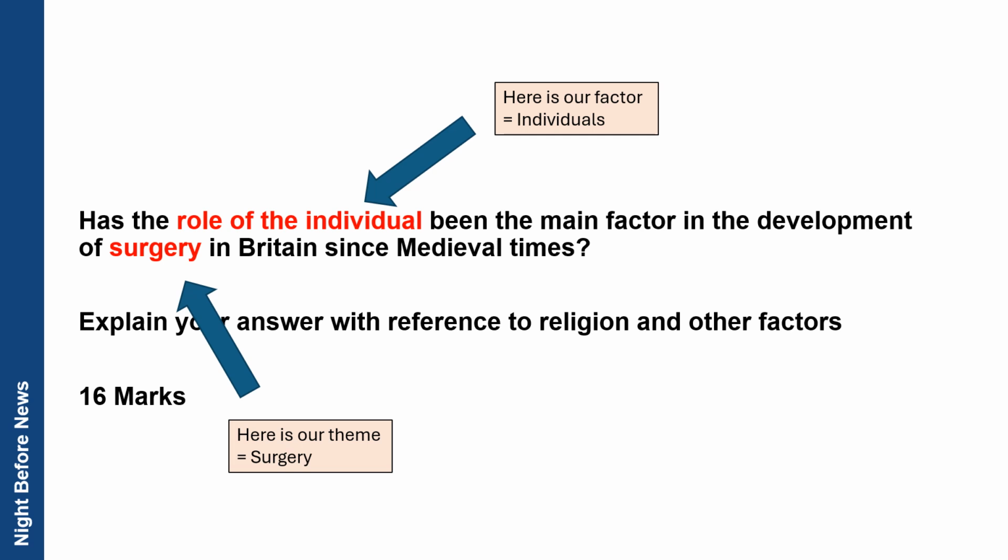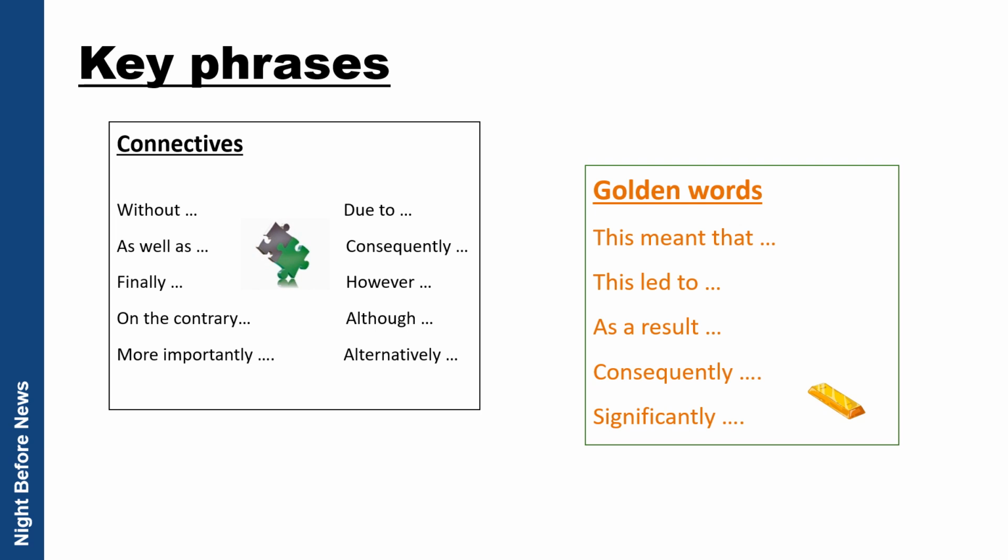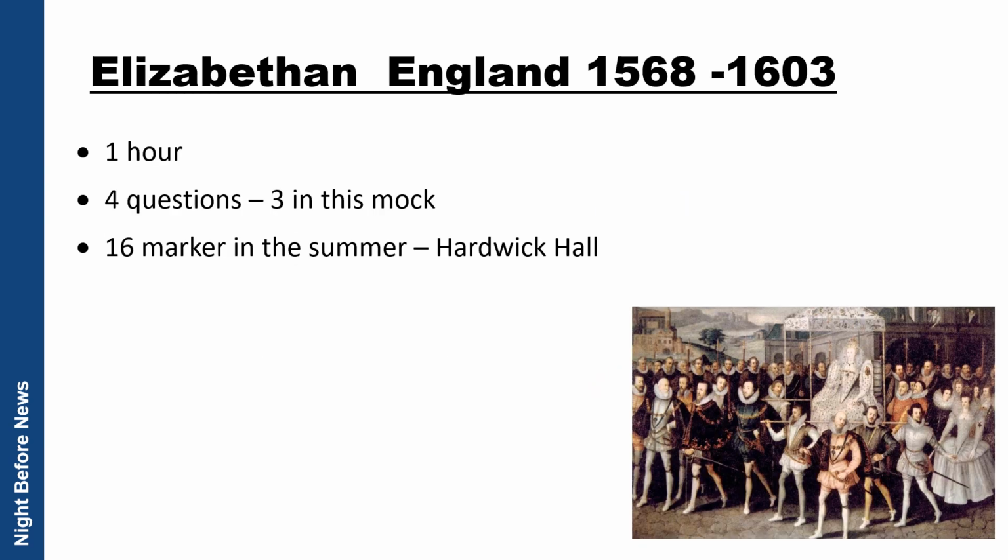Once you've worked those two things out, what you can then do is you can start thinking about which time periods you can cover. Ideally, we want 3 time periods. For the 16 marker, to really maximise your marks, we are looking for words like without, as well as, finally, more importantly, however, although, this led to, as a result, significantly. Those key phrases show that you're making judgment and you are building an argument. So please make sure you invest some time in that 16 marker on the medicine paper.